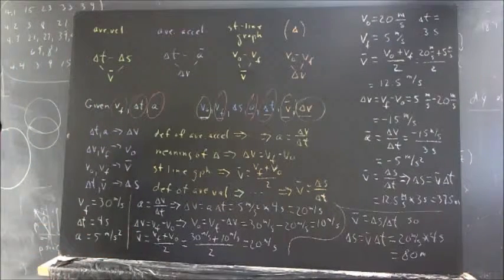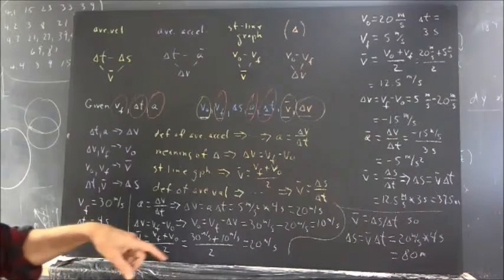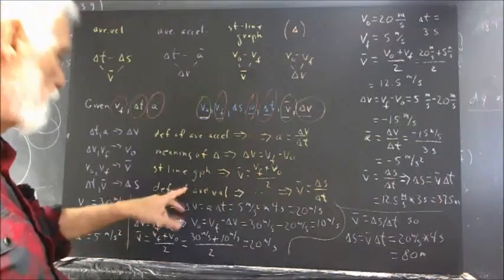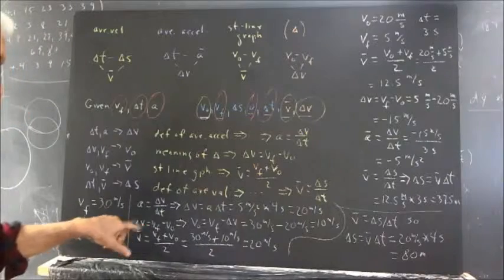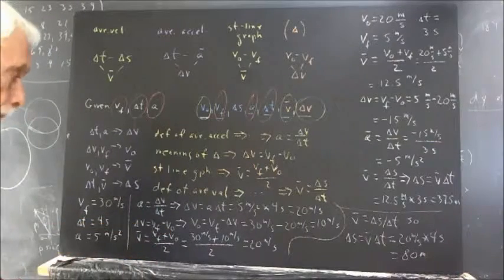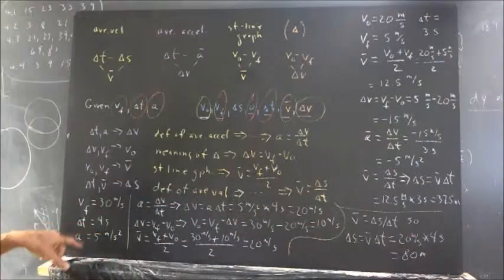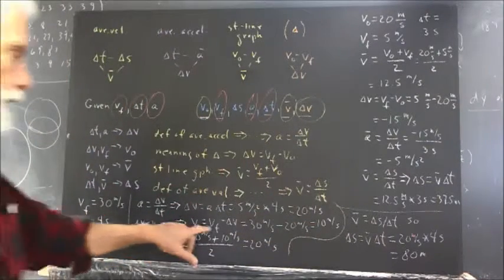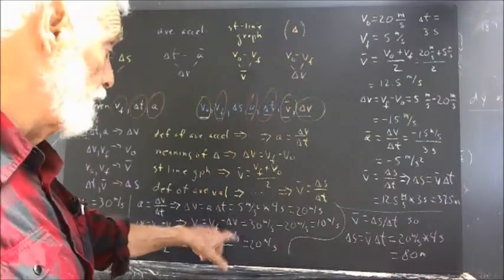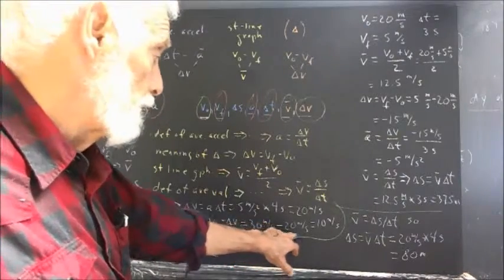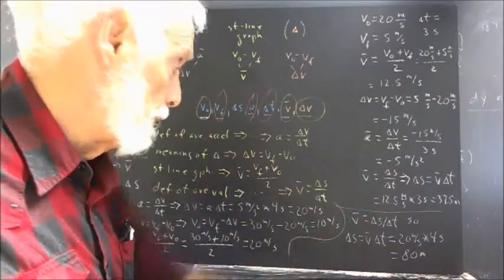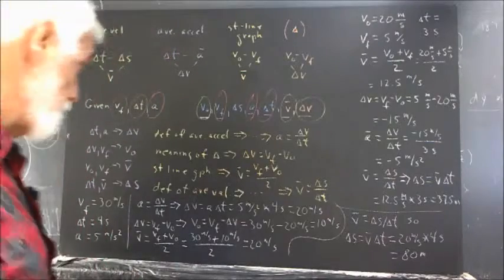Then we follow with delta V. Well, we follow with the definition of delta. Delta V is VF minus V naught. We know delta V, and we were given the value of VF. So we do VF minus delta V, 30 meters per second minus the change 20 meters per second, so we must have started at 10 meters per second.